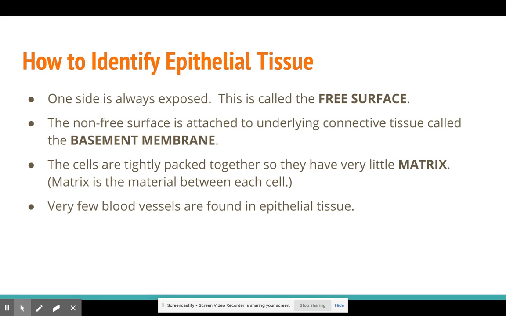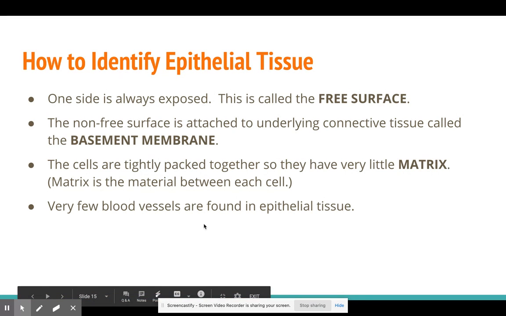Now, how do you identify epithelial tissue? One side is always exposed to the outside. This is called the free surface, the external surface. The non-free surface is attached to the underlying connective tissue, essentially the matrix. It's called the basement membrane. For epithelial tissue, the cells are so tightly packed that they have very little matrix. It's almost made entirely of the cell. And lastly, there are very few blood vessels found in epithelial tissue.